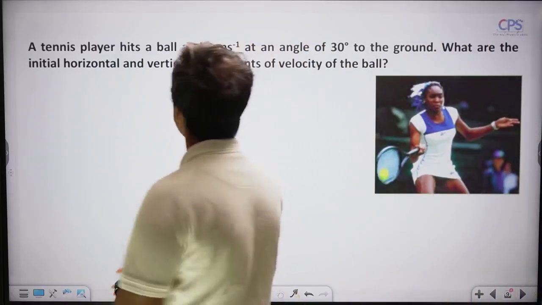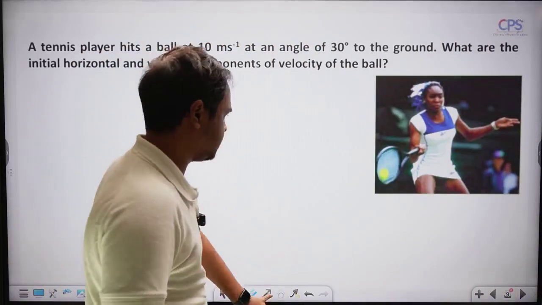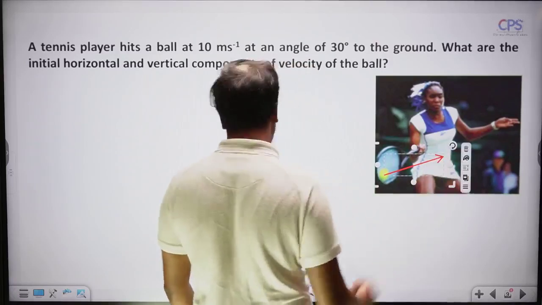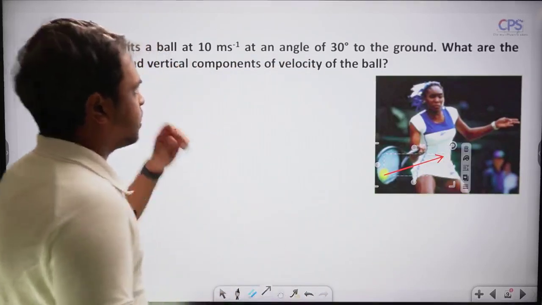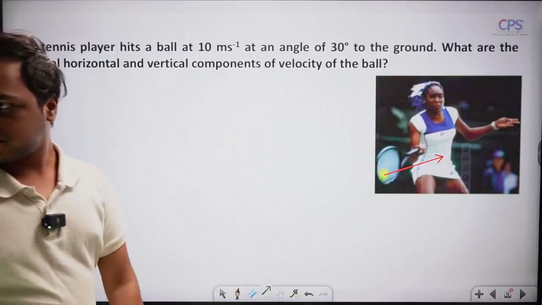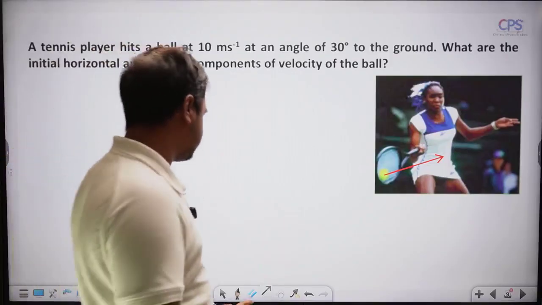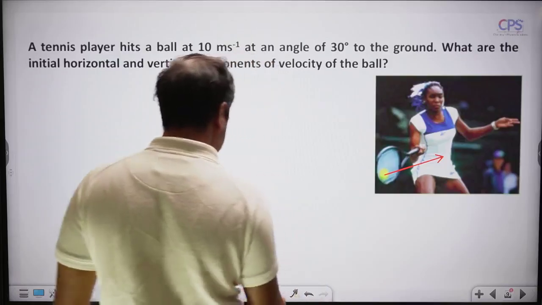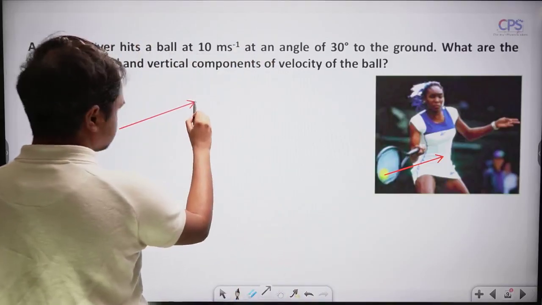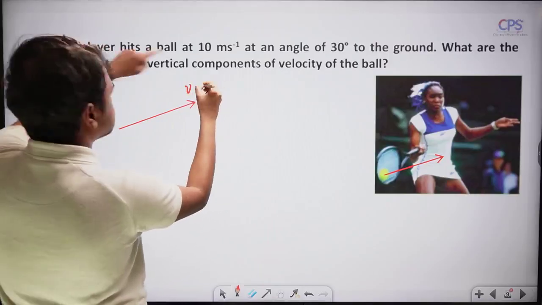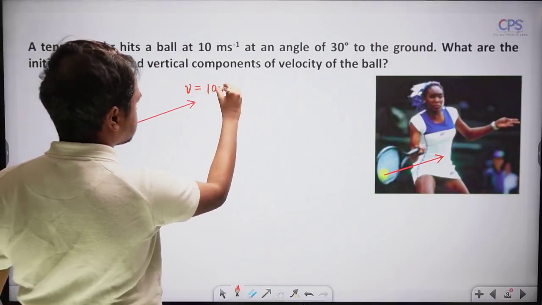A tennis player hits a ball at 10 meters per second. See, the player is hitting a ball, say this way, it's 10 meters per second at an angle 30 degree to the ground. What are the initial horizontal and vertical components of velocity of the ball? So the velocity is how much? 10 meters per second.